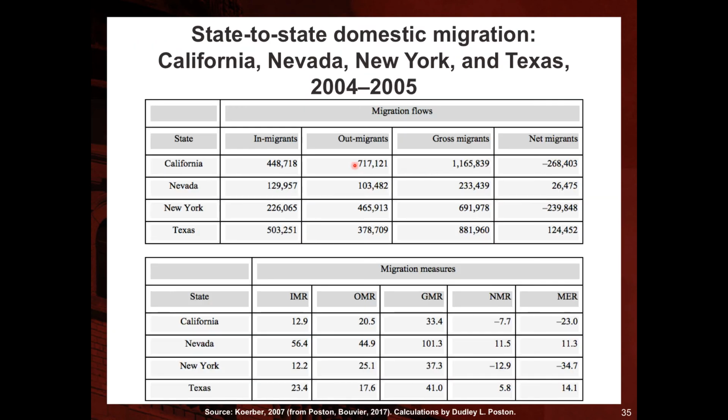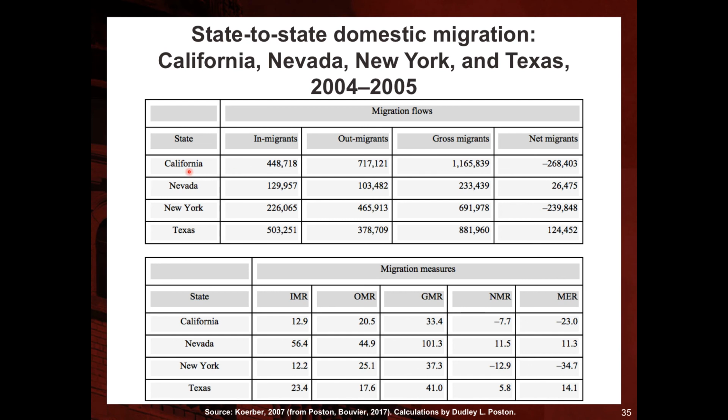And here is just an example of state-to-state domestic migration in the US using data from 2004 to 2005, and selecting these specific states here: California, Nevada, New York, and Texas. And these are the absolute numbers, the overall numbers of migration flows. So 448,718 people migrated to California between 2004 and 2005 from other states. So this is domestic migration. We're not talking about international migration.